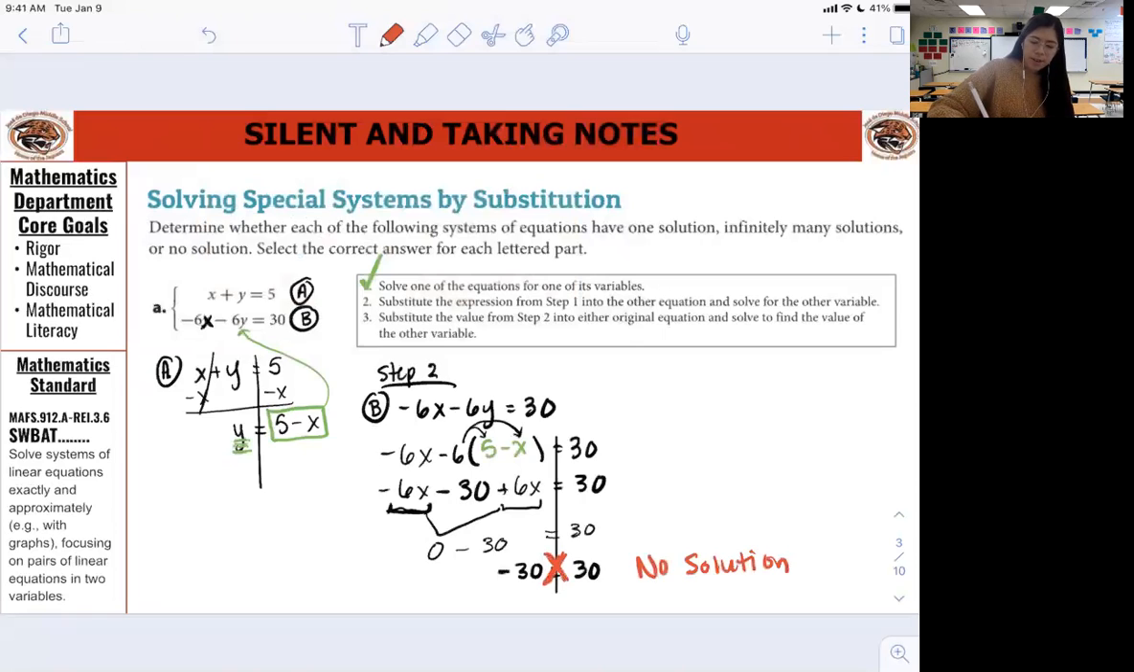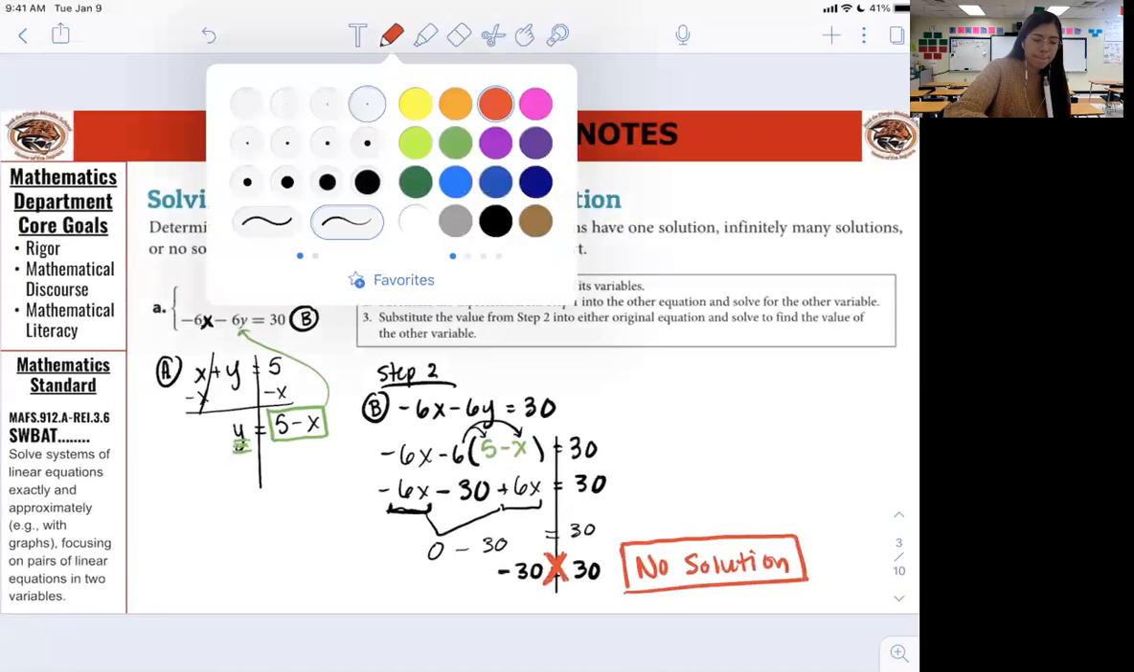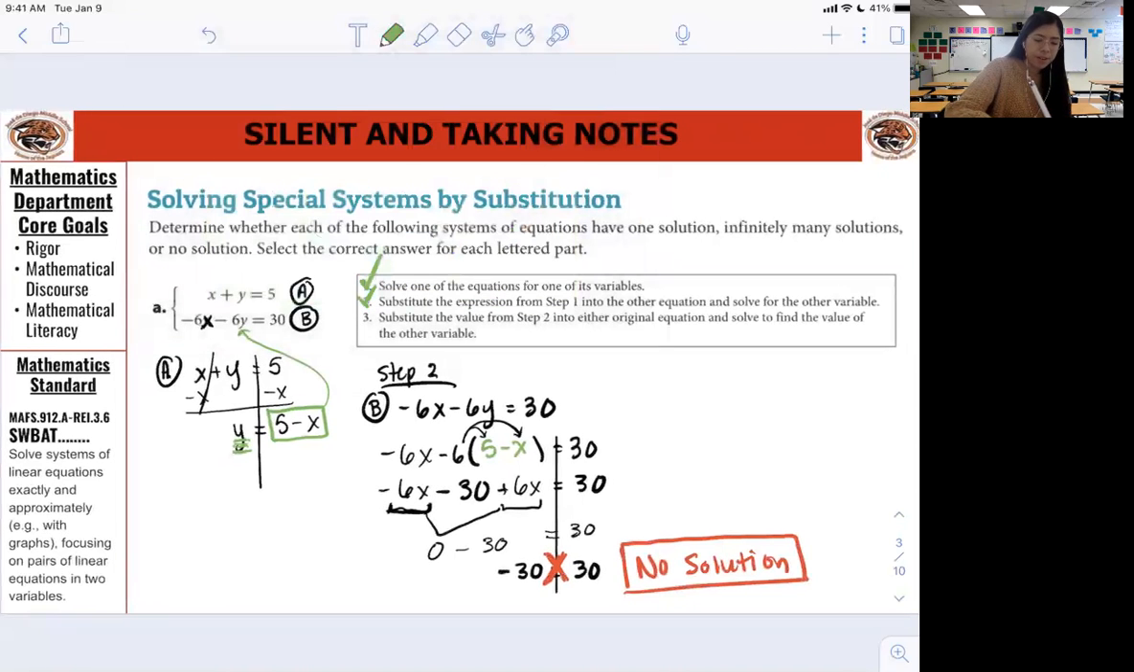Something that's nice is that when you have no solution or infinite solutions, it's actually a much quicker problem, because can I even do step 3 at this point? No, you can't. You're done. As soon as you get to this step where you have two numbers that are not equal to each other, you can already say this is no solution and you're done. How do we feel about that? Any questions?